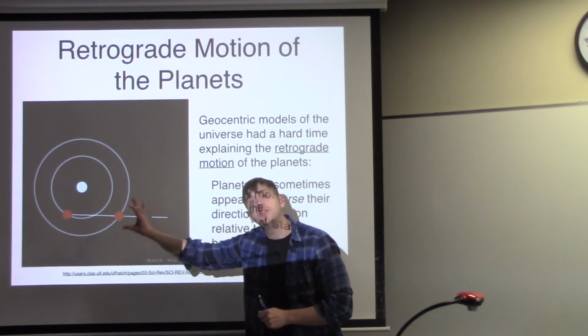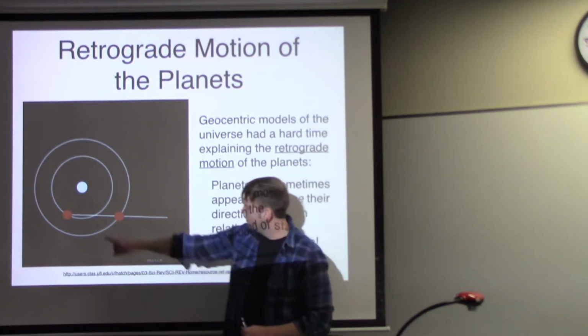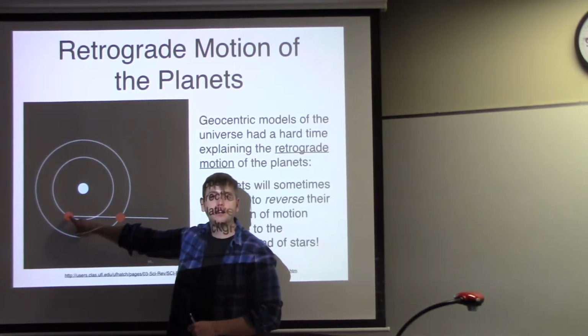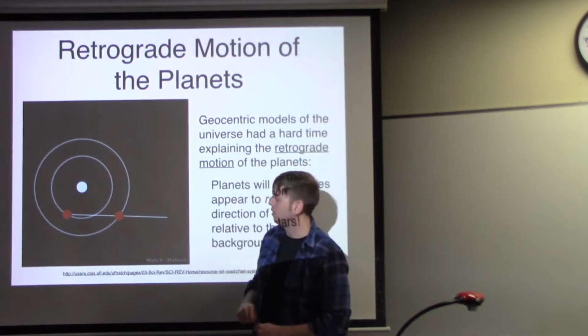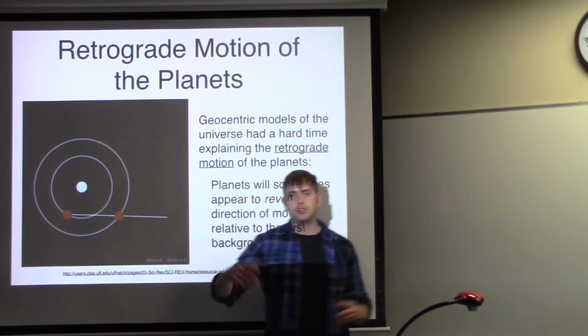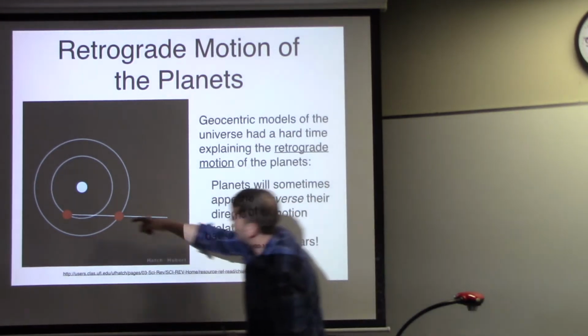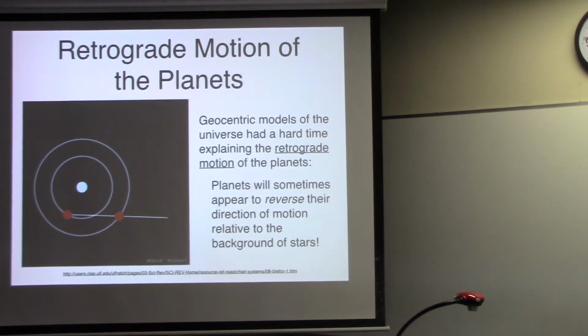Let me show you in this animation how this works. What you're going to see here is this inner planet represents the Earth, going in a circle around the sun. Then this outer planet is just another planet, let's say Mars, that's also orbiting around the sun. Let's see what that looks like.